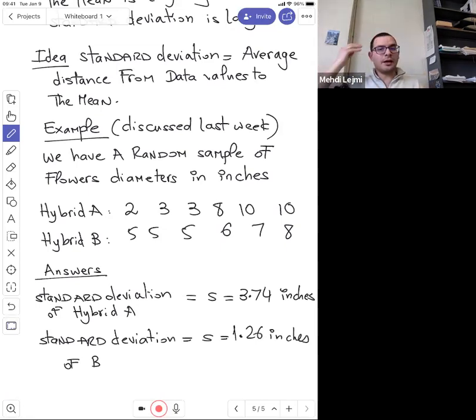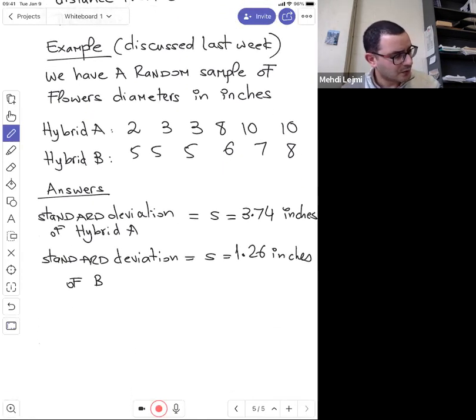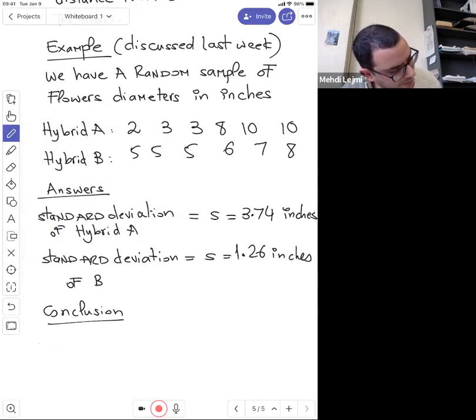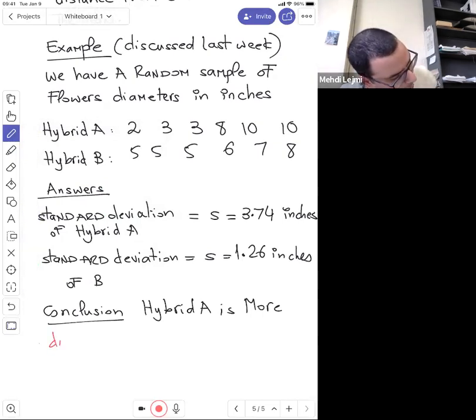All right. The standard deviation of hybrid A is larger than the standard deviation of hybrid B, so it means hybrid A is more dispersed than hybrid B. Hybrid A has more variation than hybrid B. So our conclusion: since the standard deviation of hybrid A is larger than that of hybrid B, hybrid A is more dispersed than hybrid B.